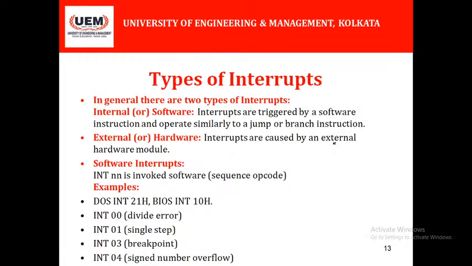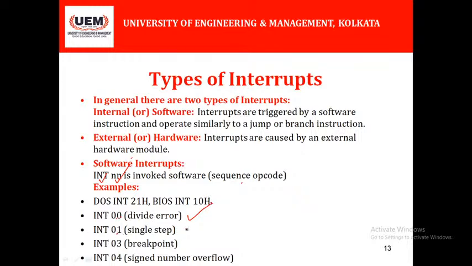So which are the types of interrupts? In general, interrupts are of two types: software or internal, and external or hardware. Interrupts triggered by a software instruction are typically known as software interrupts, and operate similarly to a jump or branch instruction. A software interrupt example is INT in the 8086. So INT N, for example INT 00, where the N value is 0. This is the divide error interrupt.